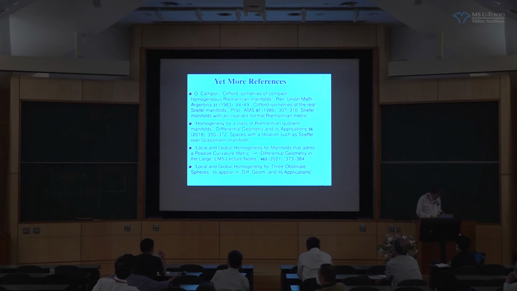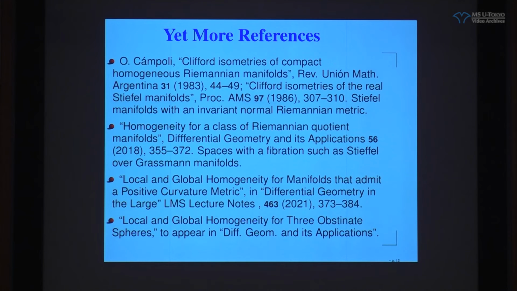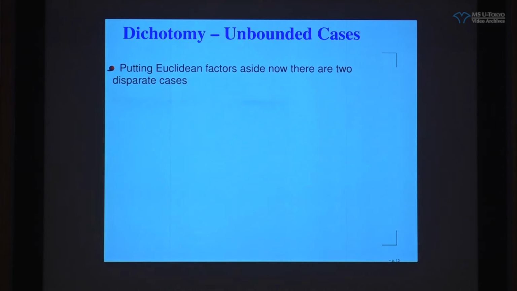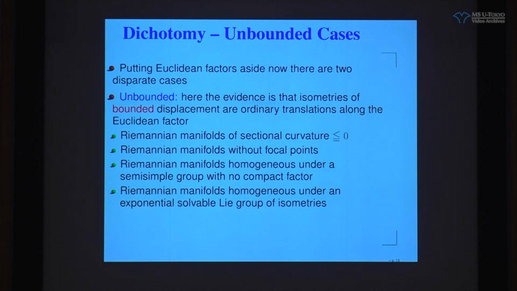Okay. Now let's step back for a moment and see we have a sort of a dichotomy. Let's ignore the Euclidean factors. I mean, then there are two cases, unbounded and bounded. In the unbounded case, this is the situation where the evidence is that isometries of bounded displacements are just ordinary translation along Euclidean factor, which we got rid of.